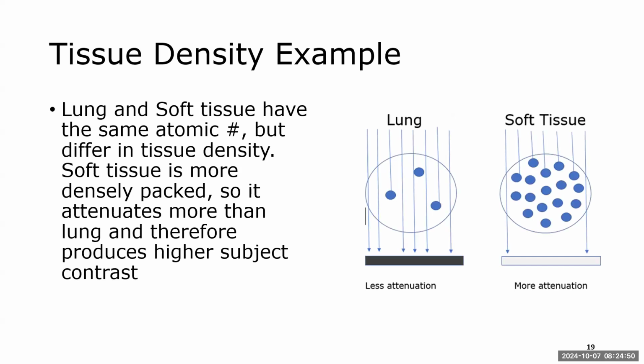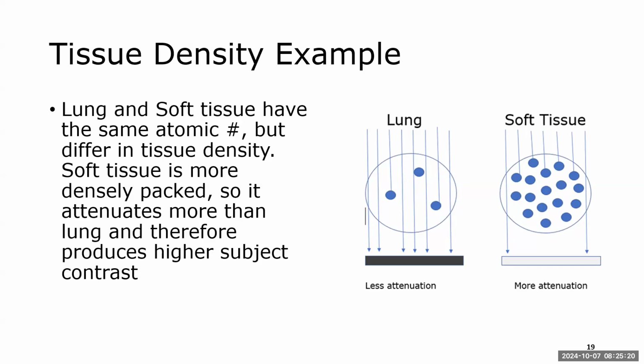Again, if you look at lung and soft tissue, the picture on the left is supposed to represent the atoms in, say, lung tissue, and the picture on the right is supposed to represent soft tissue. You can see that they have about the same atomic number, but they differ in tissue density. The soft tissue is more densely packed. There's just more of them per unit area.